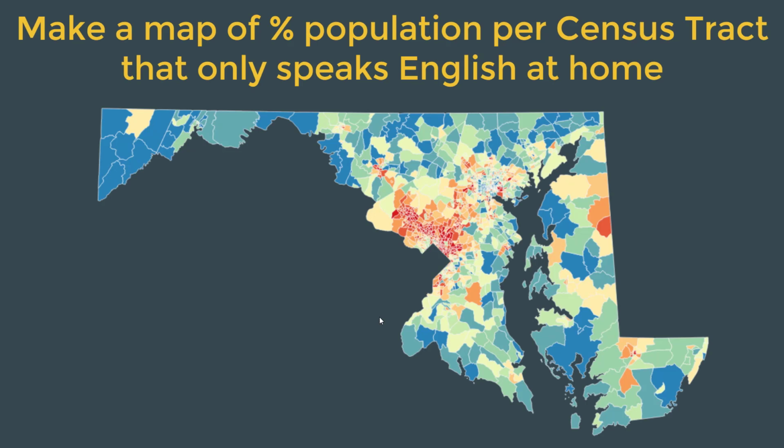Ultimately, we'll produce a map. The map we're going to produce is a percent of the population per census tract that only speaks English at home. And there's some pretty interesting patterns that pop up across the state of Maryland from this. So that's our plan for these set of lessons.